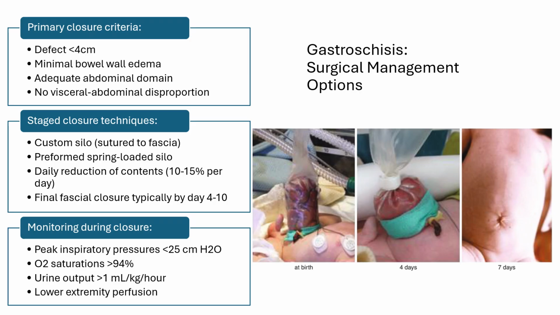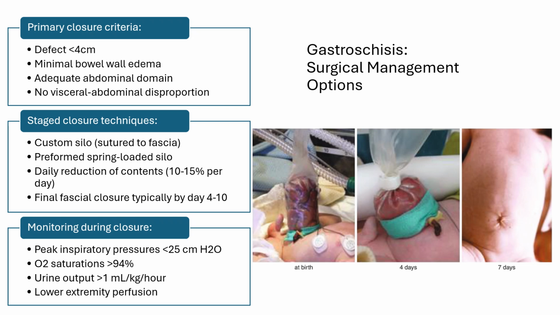Daily reductions of 10 to 15% allow controlled, gradual accommodation. This measured approach permits the abdominal domain to slowly expand and accept the returning bowel contents. Rapid reduction risks tissue injury, while excessively slow reduction increases silo-related complications.